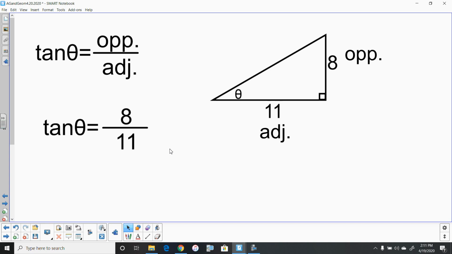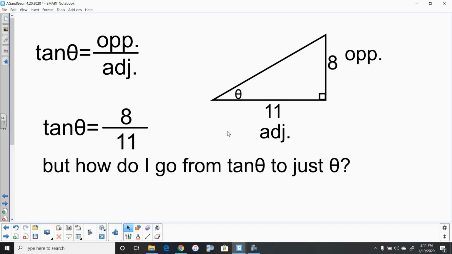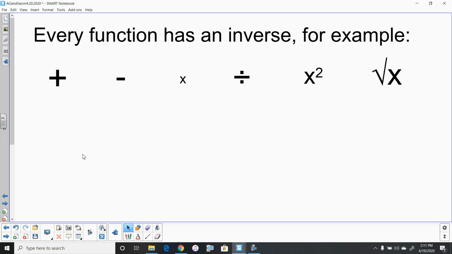And now I've got to figure out how to go from tan theta to theta. How do I get rid of the tan? As you know from other algebra, every function, in order to be a function, has to have an inverse. The inverse of addition is subtraction. Inversely, the inverse of subtraction is addition. And you know that the inverse of multiplication is division, and the inverse of squaring is the square root. The inverse of the square root is squaring. You knew all this. Well, same thing with sine, cosine, and tangent.